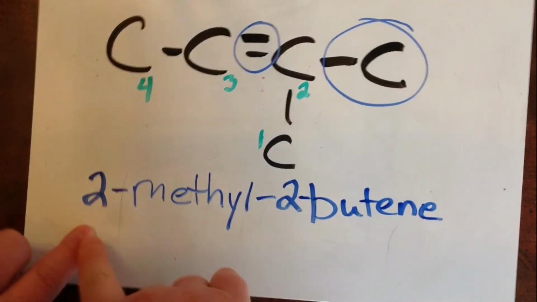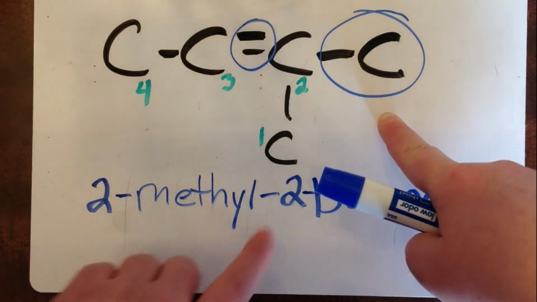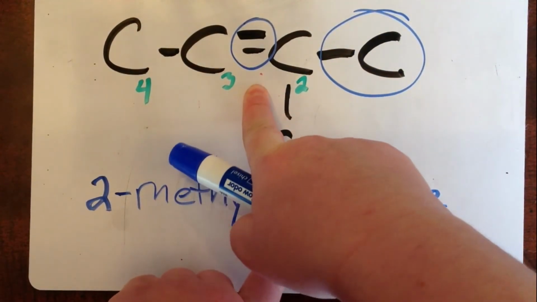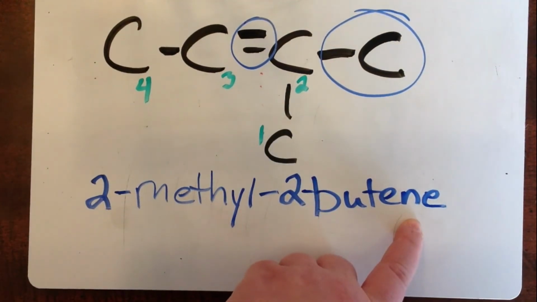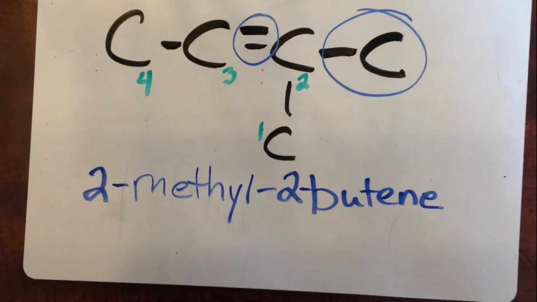So coming off of carbon 2, there is a 1 carbon chain. Coming off of carbon 2, there is a double bond, and there's a total of 4 carbons in the longest chain.